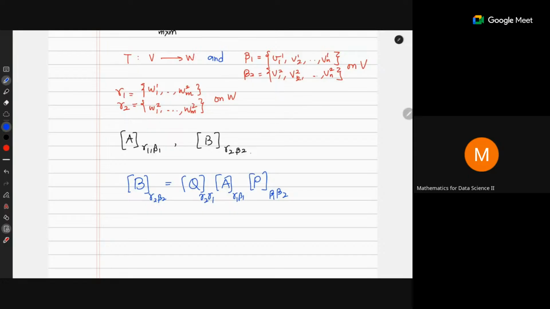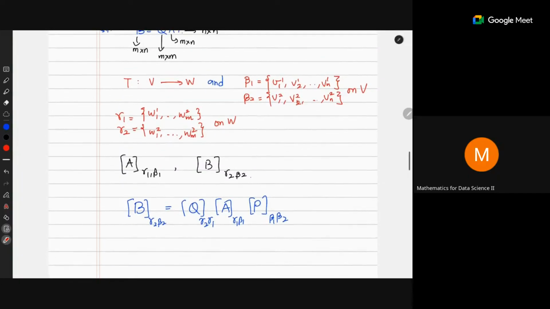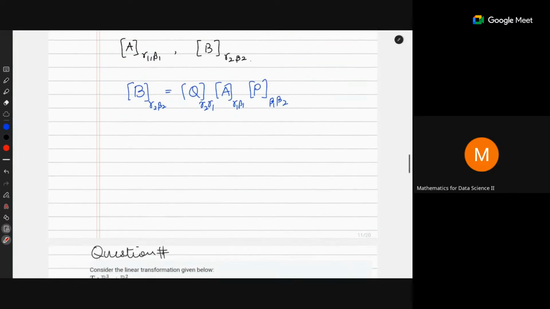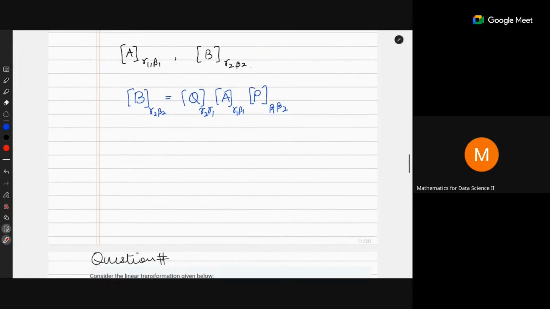Now we already know how this matrix will look, because we know the domain and we know the codomain. So we will express beta 2 in terms of beta 1, and in this case you will express gamma 1 in terms of gamma 2, and the columns will be the coefficients in those expressions. This is how you do it. I will not go into detail of this, but let me state another fact.